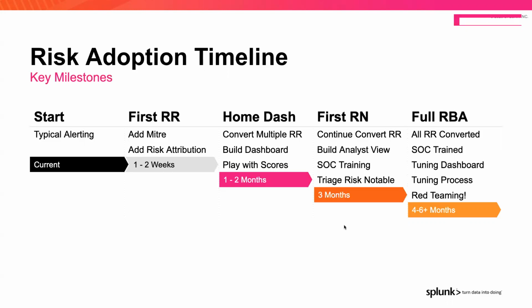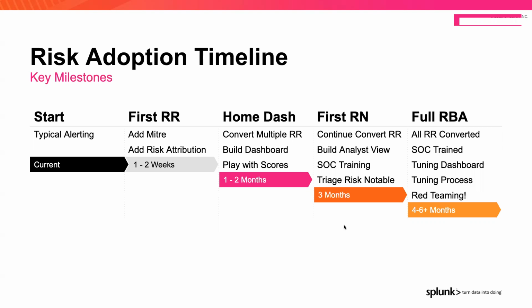You've got enough risk rules turned on that you can play with the scores. You can see what it might look like if you did create a notable, and you just kind of live there for a month or two. And then one of the most satisfying things is when you have that first risk notable and you start learning how to triage it, because you've got to think about, analysts aren't used to having to piece together the picture for themselves in this way.